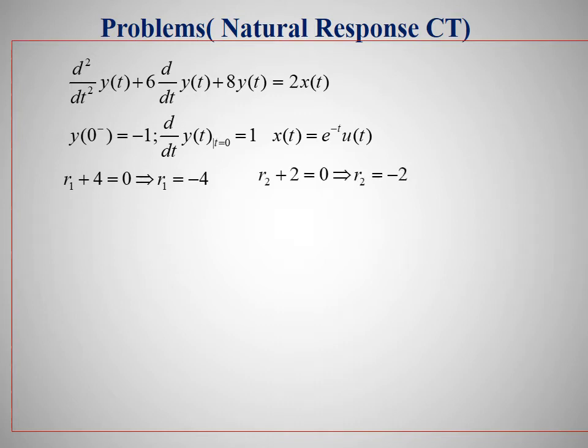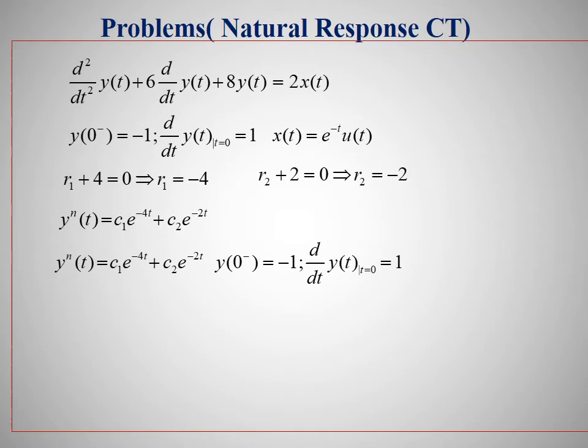So, the first step is in determining the characteristic equation and the roots of the characteristic equation, which will be r plus 4 is equal to 0. So, r1 is equal to minus 4 and r plus 2 is equal to 0. Hence, r2 will be equal to minus 2. Thus, the natural response solution is yn of t is equal to c1 into e power minus 4t plus c2 into e power minus 2t.